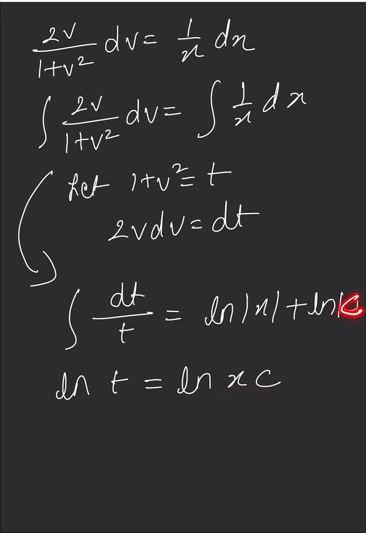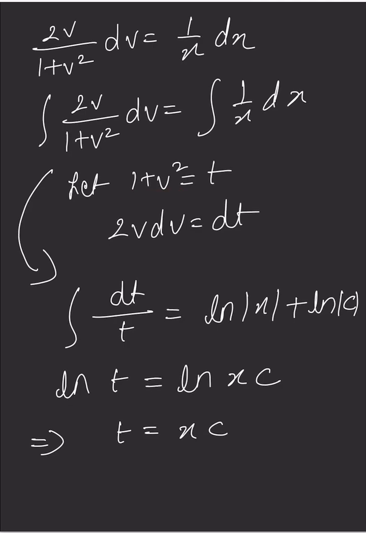So if you need the value of c and you have integrated it and you know that the left hand side expression will be log and the right hand side is also log, then take the constant as log c. Okay, don't take it as c, else you will have to work a little bit more to get this value. If it is in log terms, you can simply apply the formula. So this implies t is equal to x times c. What is t? t is nothing but 1 plus v square. So 1 plus v square equals x times c.